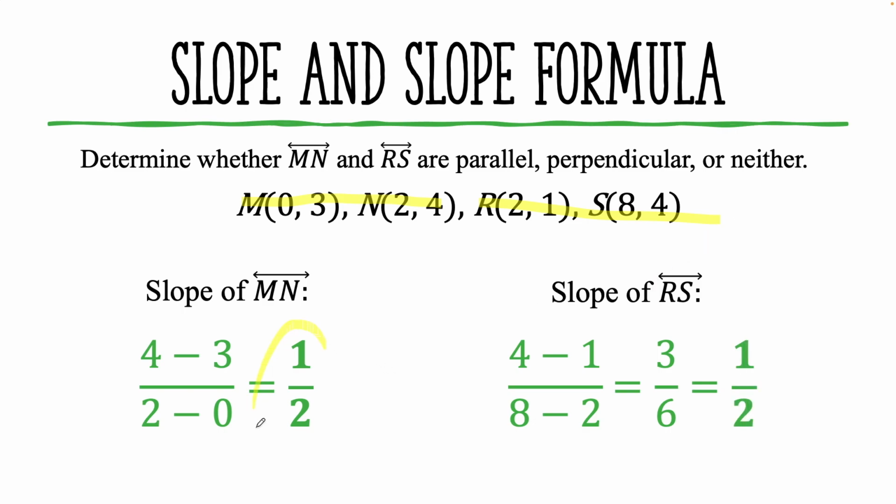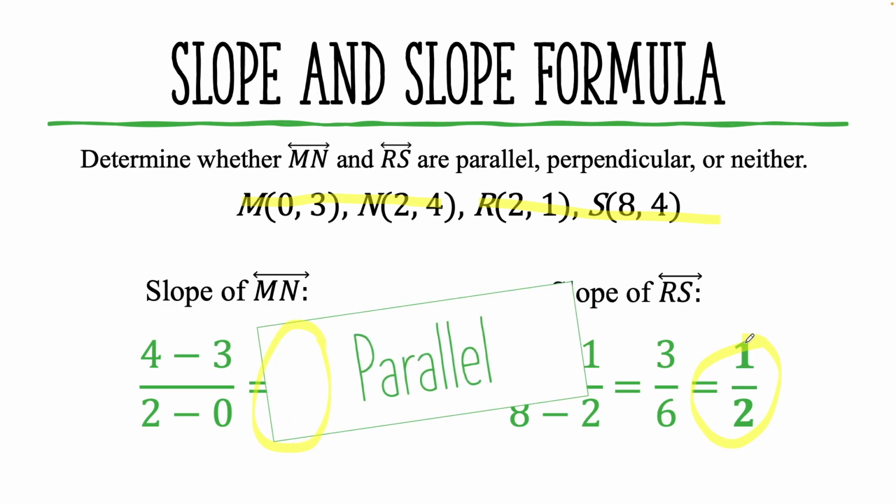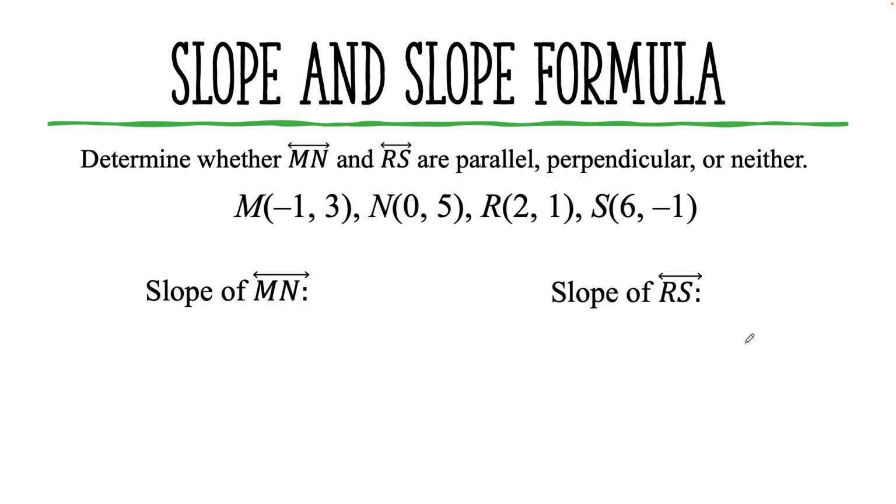So the slope of MN is 1/2. The slope of RS is also 1/2. Those are the same number, which means these lines are parallel. Let's try another one. So we've got some different numbers. MN, let's find the slope of that one first. We've got 5 minus 3 over 0 plus 1, because we've got 0 minus negative 1, which is 0 plus 1, equals 2 over 1.